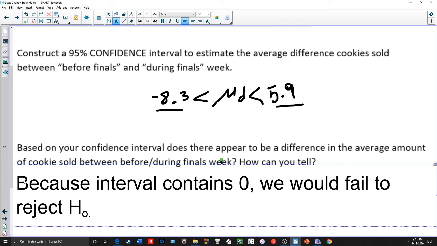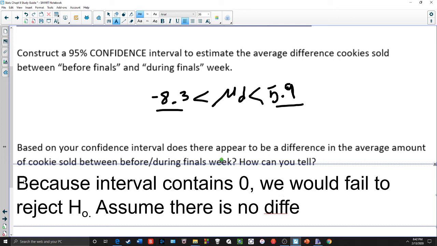Which means that in our case, we would assume that there is no difference in the amount of cookies sold for the week before finals and the week during finals, because our interval contains 0. So we're 95% confident, essentially, that 0 could be one of the averages that we have here. We just don't know because we don't have the full list of data. It's just a selection of dates, or in this case, days.